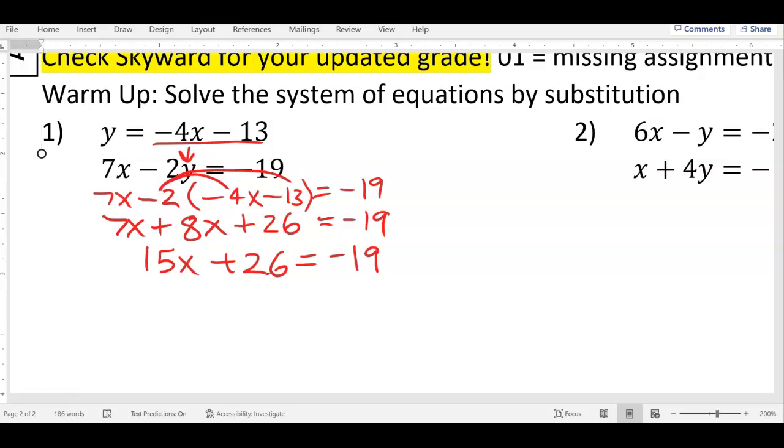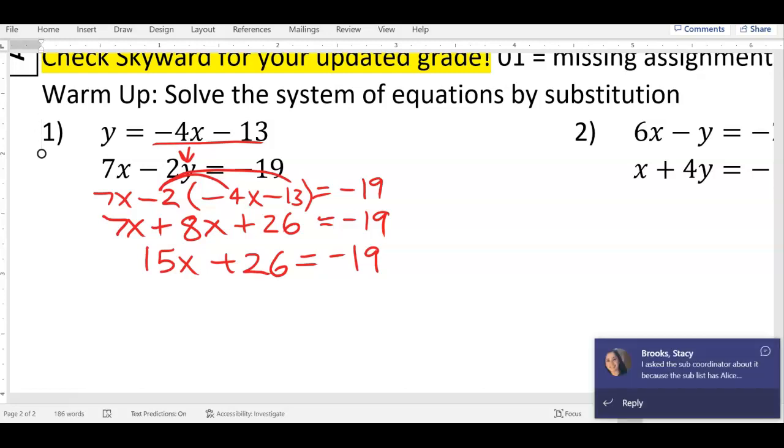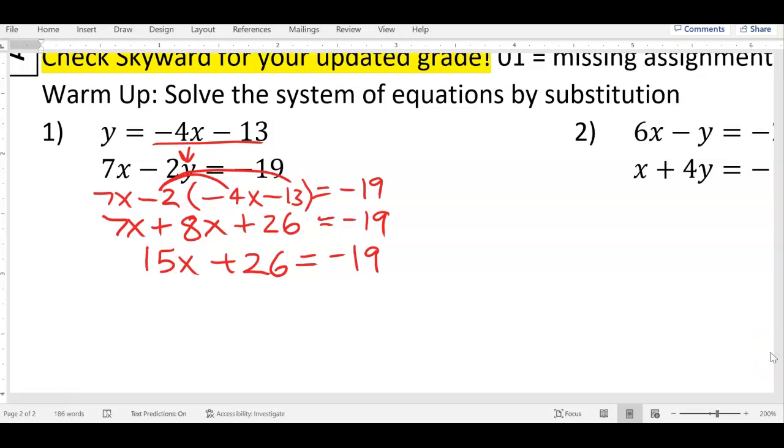So what do I want to get rid of first on the left side? Well, x is on the left. First we want to get rid of the loner. Get rid of 26 by subtraction, minus 26. Bring down 15x equals negative 19 minus 26. What could that be? Okay, negative 45.